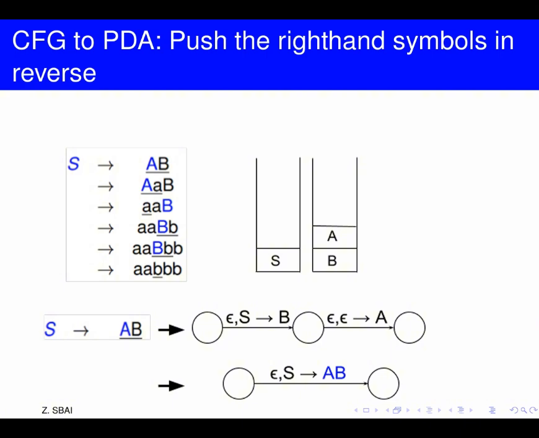Remember, to make a substitution for a variable, we have to push the right-hand symbols in reverse. So if, for example, we substitute S by the two symbols AB, we need to pop the symbol S from the stack and push the symbol B, then push the symbol A. These symbols have to be pushed in reverse. For the sake of simplicity here, we will write just pop S and push the symbols AB. It means that we will push the symbol B, then push the symbol A on the stack, without reading any symbol of the input.